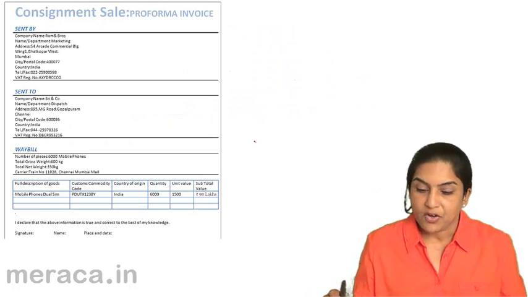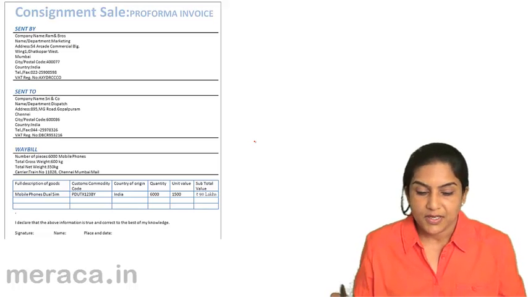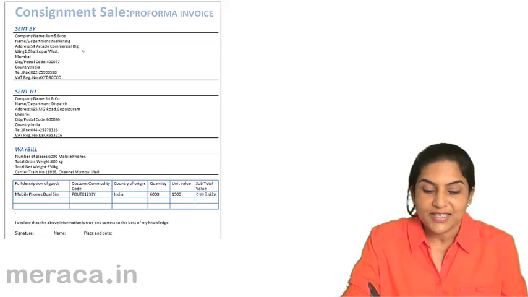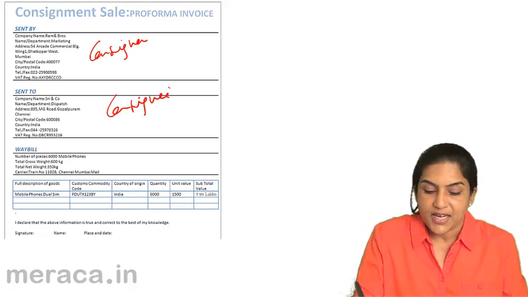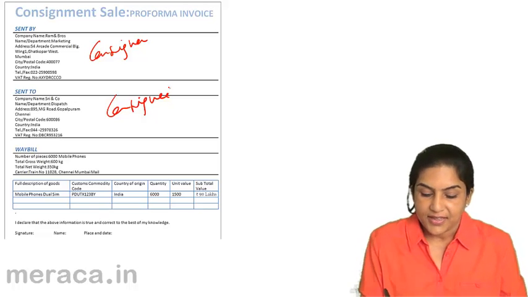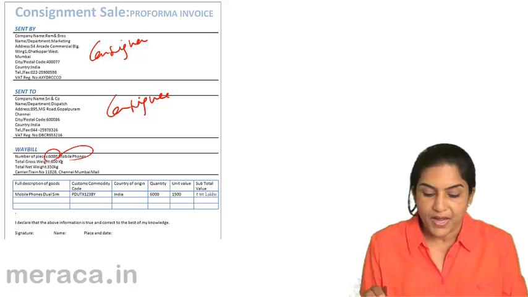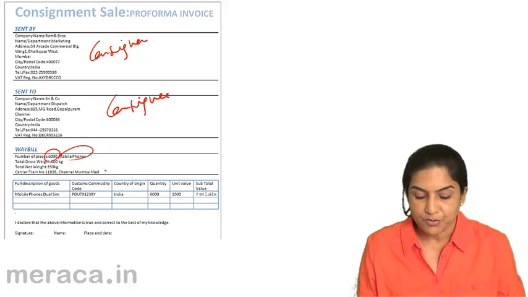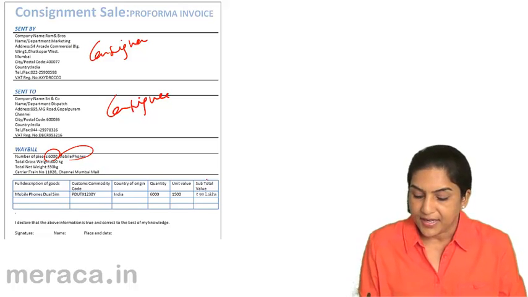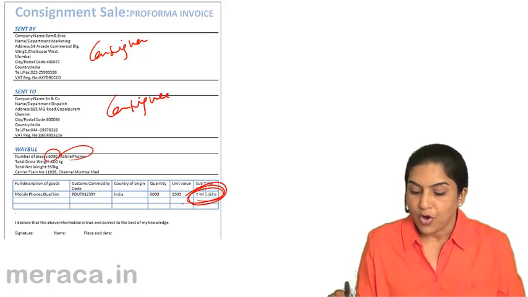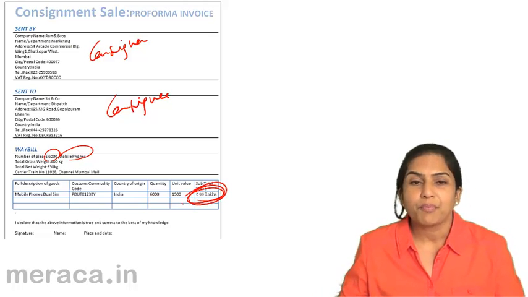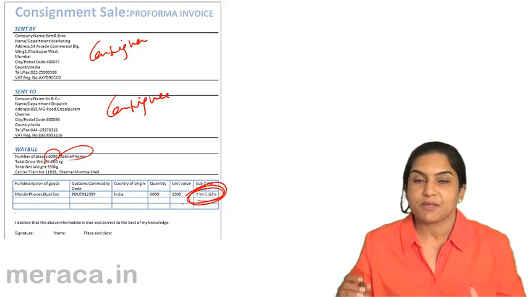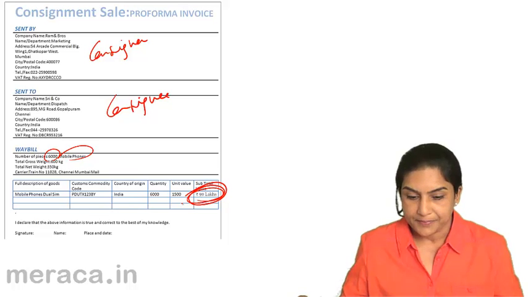This is the format of a proforma invoice. The name and details of the sender are here. This is the consignor, sent by. So that's the consignor, sent to. The details and address of the consignee, the number of pieces, 6,000 mobile phones, the net weight, the carrier, how it is being transported from where to where, and again details including the total value of the goods. This is how a proforma invoice might look, sent by the consignor to the consignee.